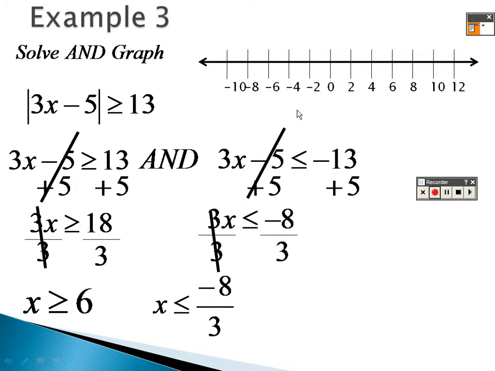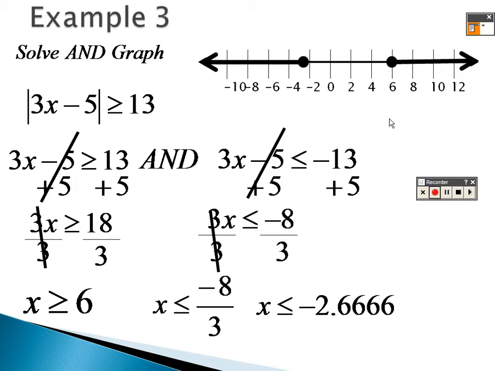So what that means is x is greater than 6, and x is less than negative 2.6. So there's negative 2.6 roughly. So everything that way, everything less than that. There's 6, everything greater than that. So that's how the graph would look.